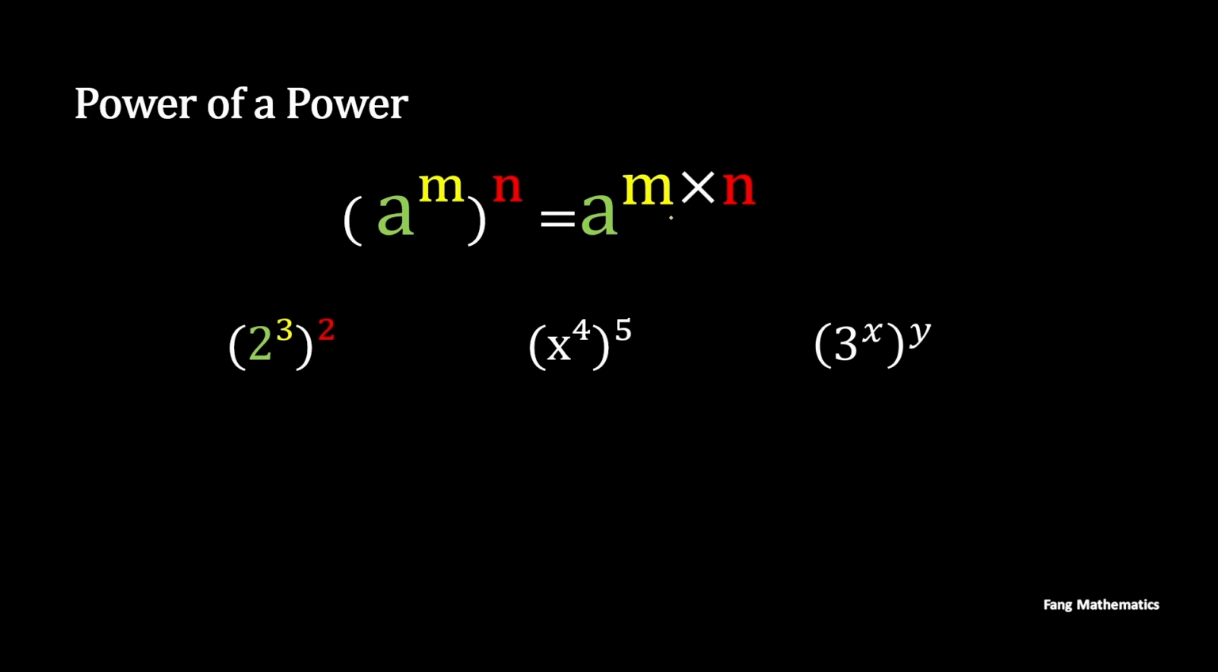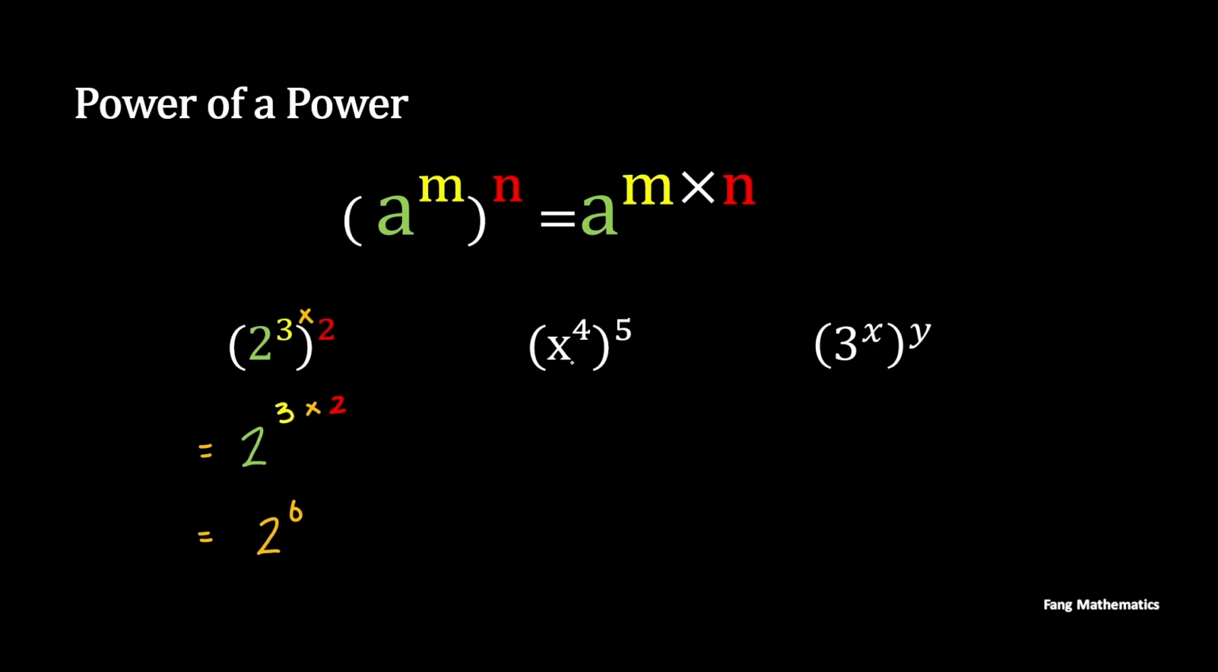Let's look at the first example we have, 2 to the power 3 in parentheses squared, a power inside the parentheses and another power outside the parentheses. We are to remove the parentheses by directly multiplying the power. So you should get 2 as the base to the power 3 times outside the power 2, and you should get your final answer as 2 as the base, 3 times 2 gives you 6, 2 to the power of 6.